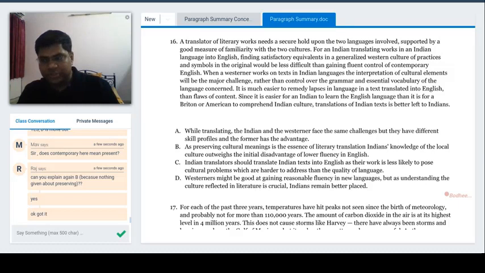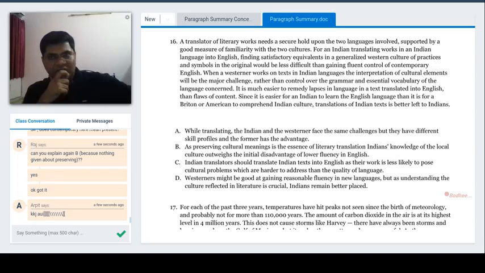So do you understand how this is what we call a process of arriving at the right answer? Okay. Shall we take one more question?